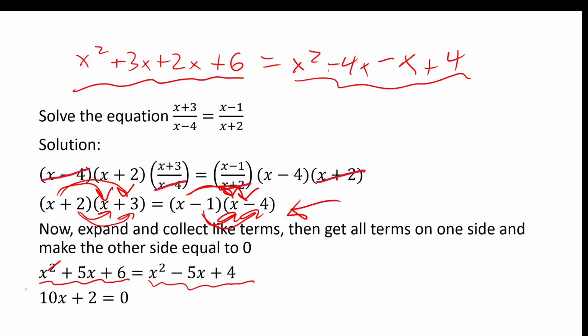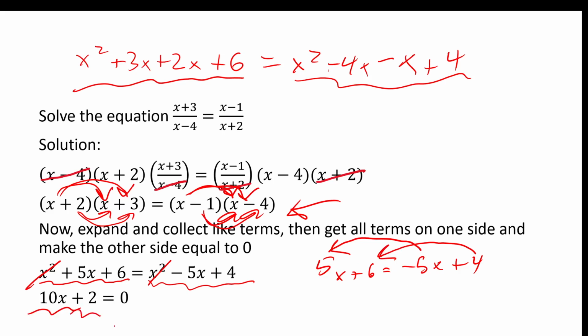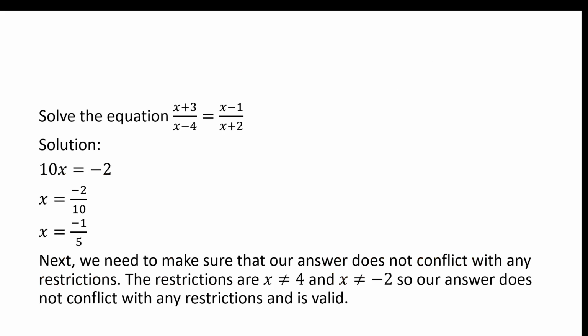I can subtract x squared from the left and the right. I'm allowed to do that when it's an equation. So what I'm left with is 5x plus 6 equals negative 5x plus 4. I can then add 5x to both sides, and I can subtract 4 from both sides. When I add 5x to both sides, I get 10x. When I subtract 4 from both sides, I get plus 2. So I get 10x plus 2 equals 0. Well, that's like saying 10x equals negative 2, or in other words, x equals negative 2/10, or in other words, x equals negative 1/5. So that's our answer, x equals negative 1/5.